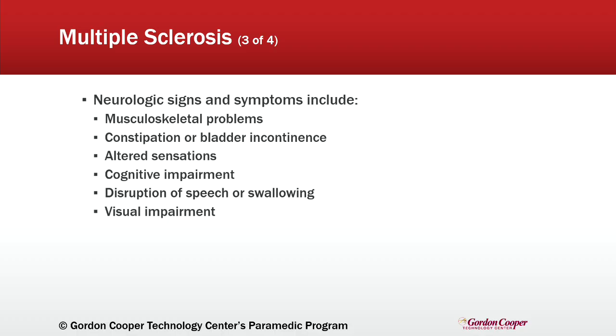Cognitive impairment may develop. Speech or swallowing can be disrupted. And they may even have some visual impairment and skin breakdown issues as well. Severe cases may actually leave patients bedridden and incontinent. Symptoms often present in combinations and can last days to months with symptom-free periods in between. Management includes medications, physical therapy, and of course counseling.